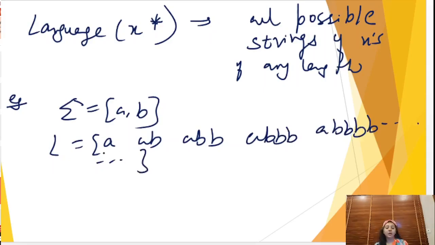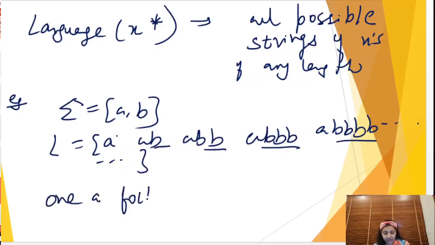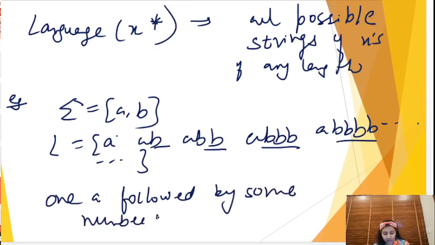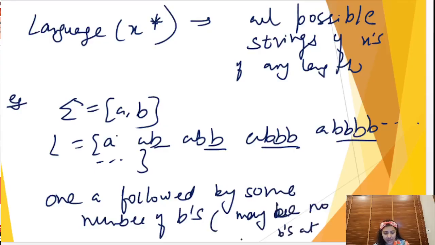So if we carefully look at the language, we can see either it consists of a single A, or after a single A, there is any number of B's. Here it is having 0 B's, here 1 B, here 2 B's, here 3 B's, here 4 B's, and so on. So basically the language of this is nothing but all words which are of the form of 1 A followed by some number of B's, right? It can have maybe no B's at all, like the first string which is represented by a single A.